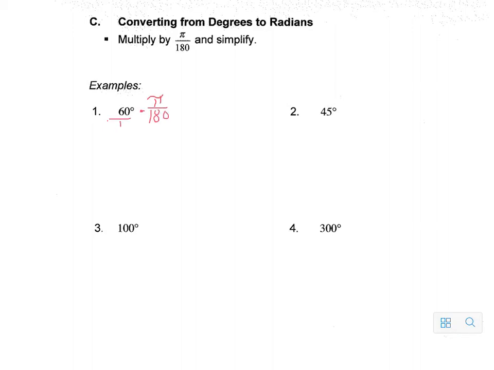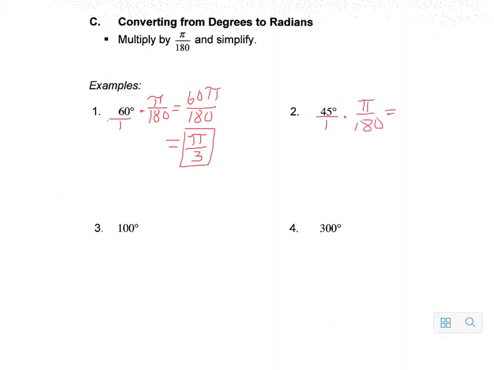So I'm going to put 60 over 1. I'm going to multiply. I'm going to get 60 pi over 180. 60 and 180 can be reduced by 60, so I'm going to get 1 pi over 3, or just pi over 3. So 60 degrees in radian measures is pi over 3. All right, let's go on to number 2. 45. We'll go 45 over 1 times pi over 180.